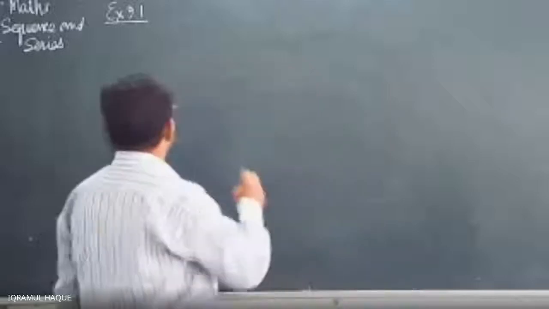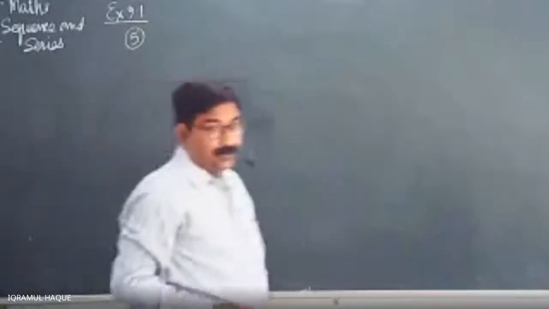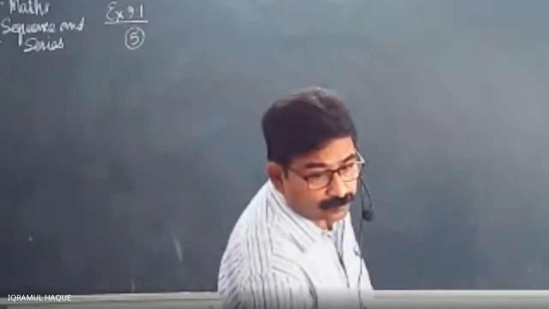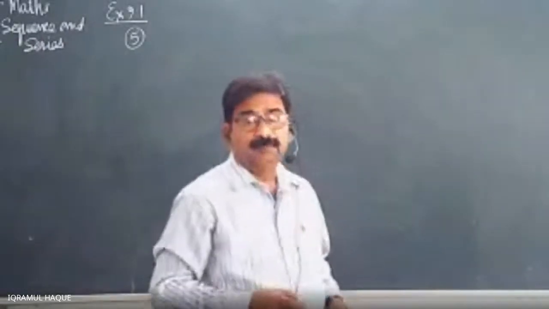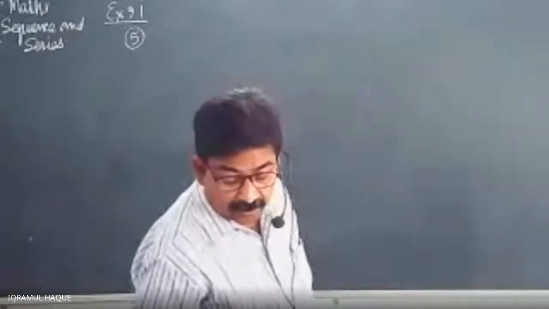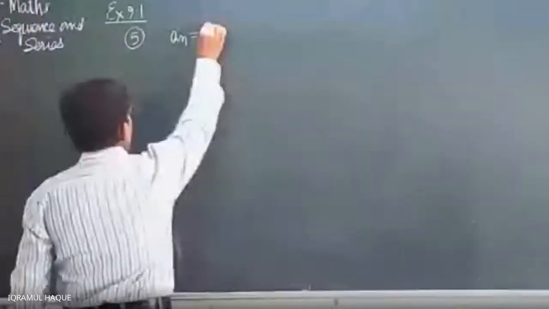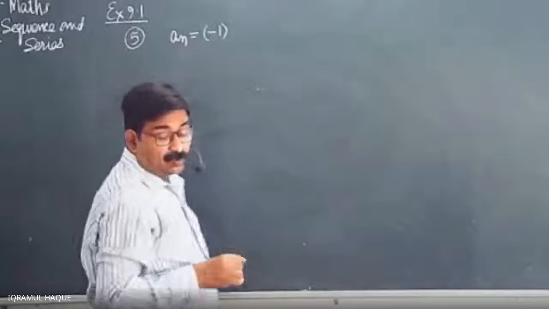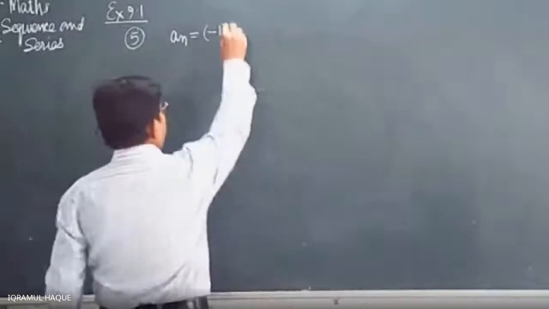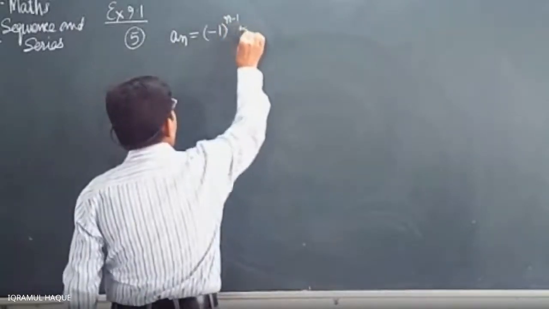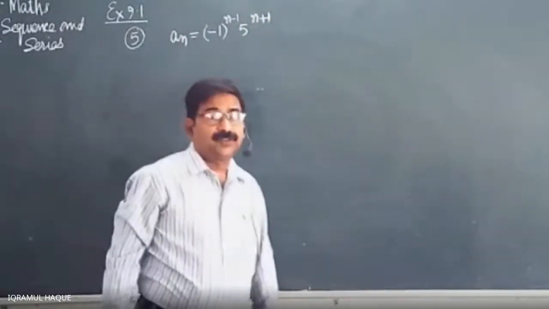All questions are same. Fifth question. See, the question is a_n = (-1)^(n-1) * 5^(n+1), and we have to find the first 5 terms.